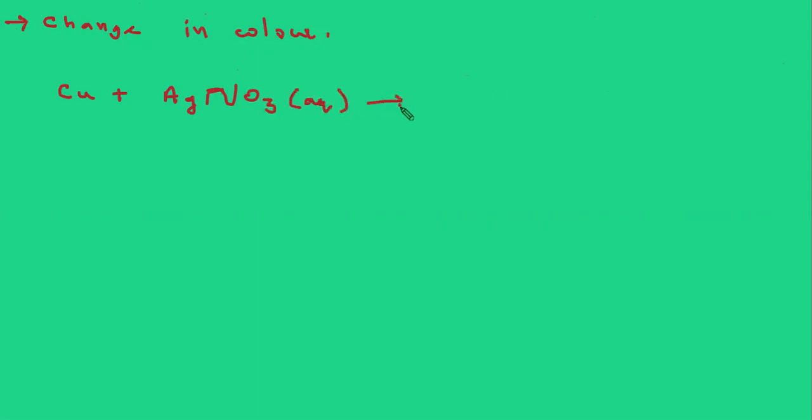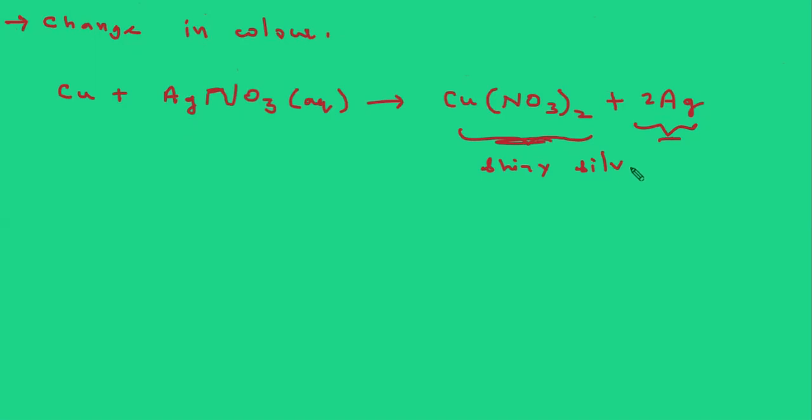It is going to form copper nitrate. Copper nitrate, nitrate valency is 1, copper is 2, so that's why it will become Cu(NO3)2, plus the Ag will remain as it is, 2Ag. So this solution was already blue, and now it will become a silver kind of surface, like shiny silver. Because this is silver, Ag. So it will have a shiny silver surface.